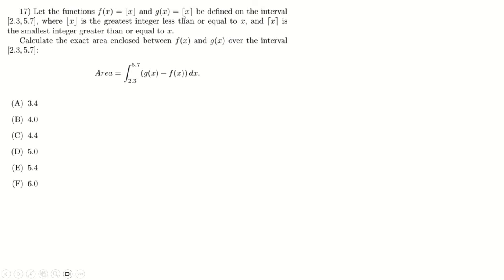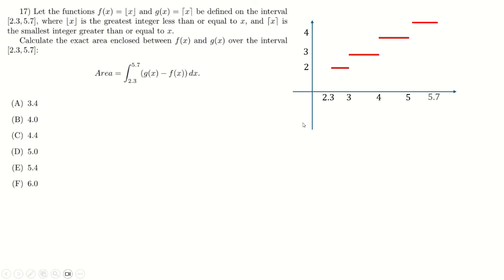So this is a floor function, and this is a ceiling function. The key for these is to just draw them, right? So the floor function between 2.3 and 5.7. Between 2.3 and 3, the floor function will be 2, because it rounds it all down to 2. Then between 3 and 4, it will be 3, and between 4 and 5, it will be 4, and between 5 and 5.7, it will be 5.